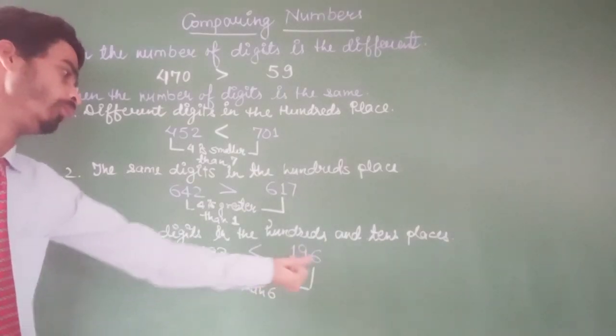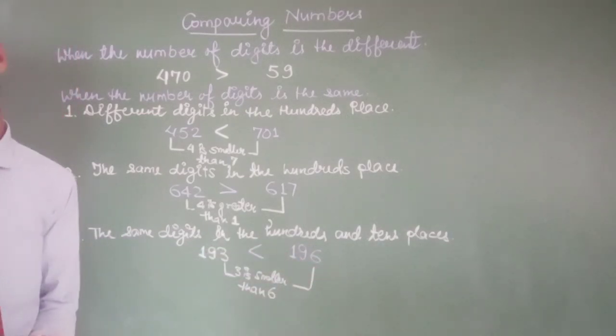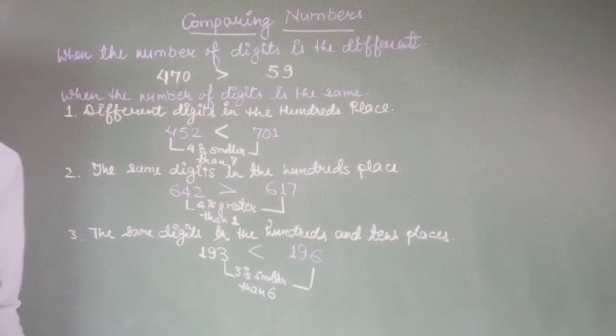So when we compare ones places, 3 is smaller than 6. So we can see here that Mukesh sells more flowers than John.